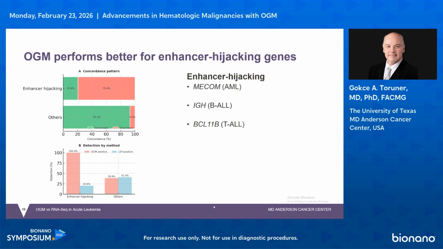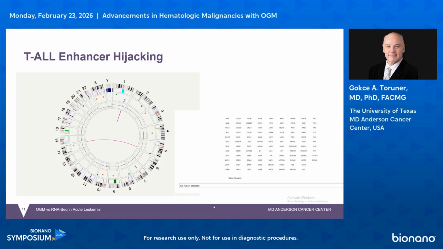So genes like MECOM for BALL, IGH for BALL, and BCL11B for TALL were the genes that are clinically significant for those diseases, but they are blind to RNA-based sequencing because RNA-based sequencing only focuses on chimeric fusion transcripts by its design, whereas with OGM, it is possible to appreciate the underlying genetic aberration. So this is a case for enhancer hijacking.